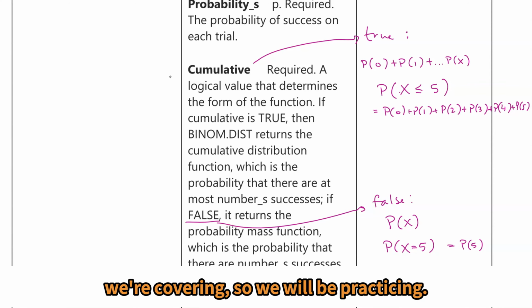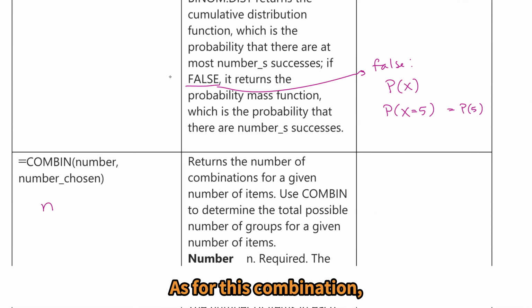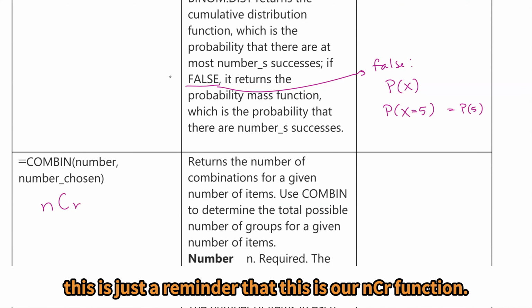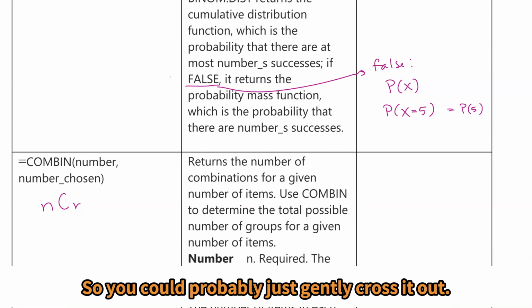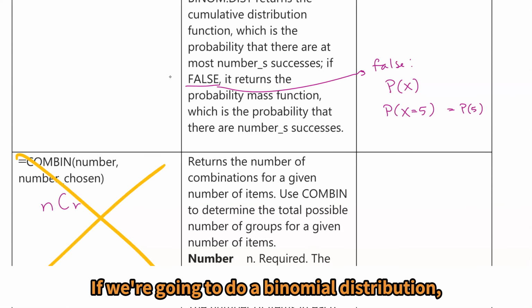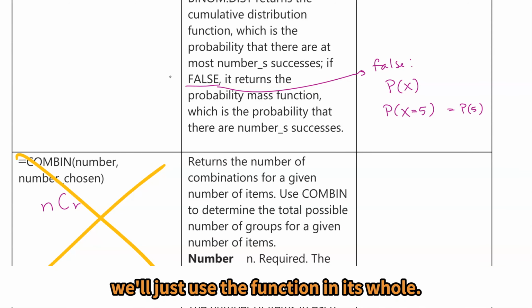So we'll be practicing. As for this combination, this is just a reminder that this is our nCr function. We're not going to be using this a lot, so you could probably just gently cross it out. If we're going to do a binomial distribution, we'll just use the function in its whole.